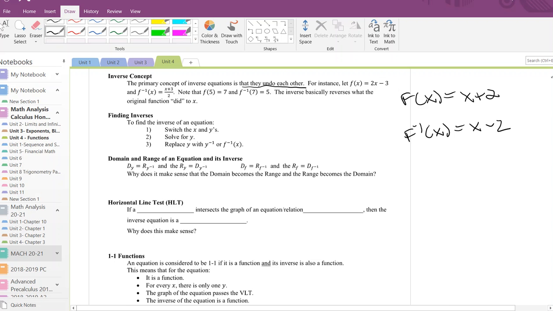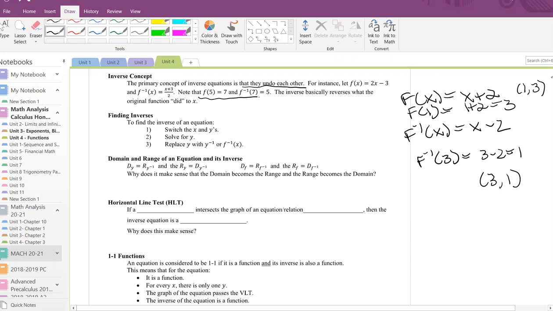Some concepts to think about when you take a value of the function, like 1 plus 2 equals 3. If you take the value of the inverse, so 3, notice you get 1. So the point (1, 3) is in the function here, but in the inverse it's (3, 1). Notice the x's and y's switch. That happens for inverses. So this process is how you would find an inverse, and we'll go over that when we do some problems in the next section.